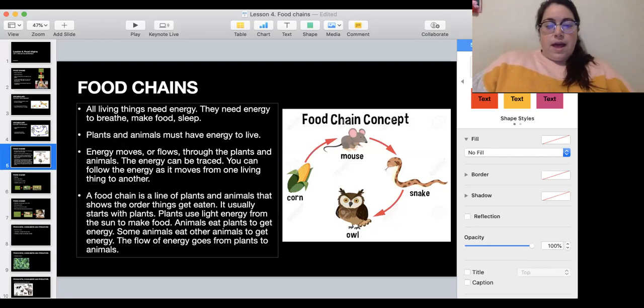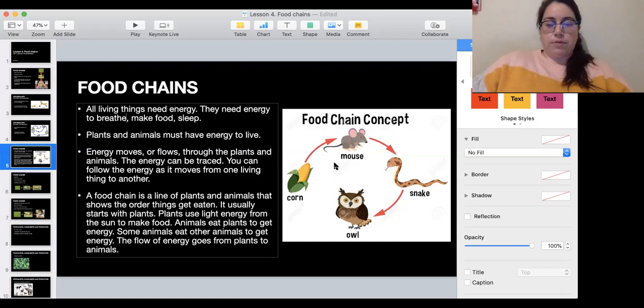Okay, a food chain, it's a line of plants and animals that shows the order things get eaten. So who gets eaten by who? Usually it starts by plants. Okay, plants use light energy from the sun to make food, and animals eat plants to get energy. Some animals eat other animals to get energy, and then you can see how the energy flows.